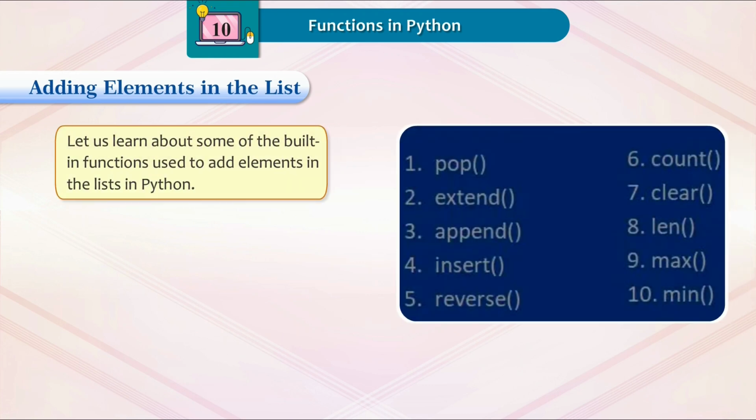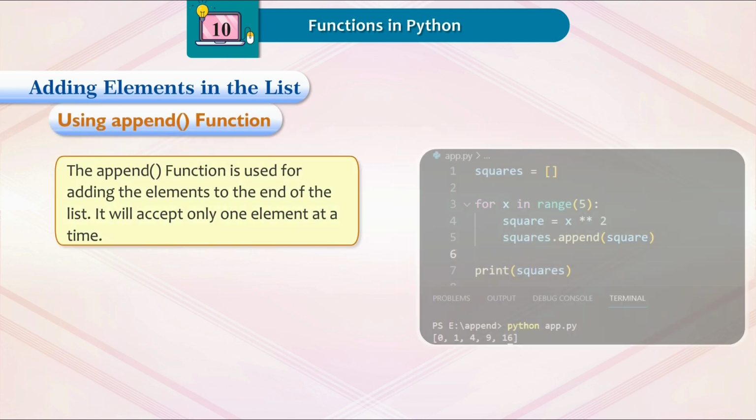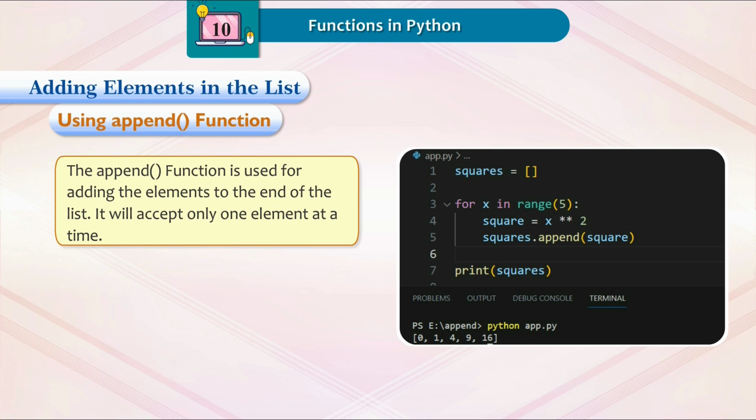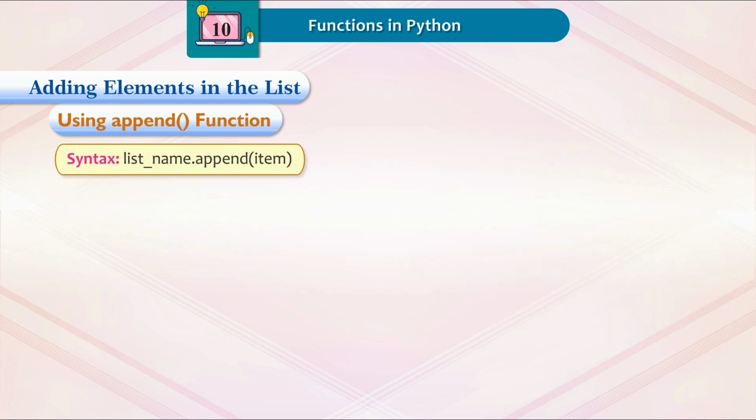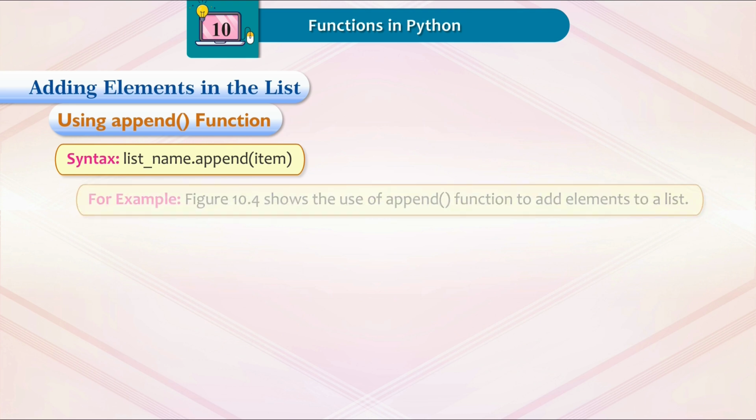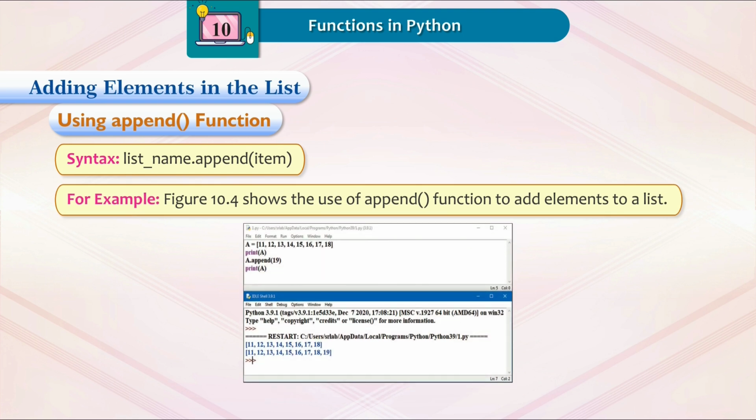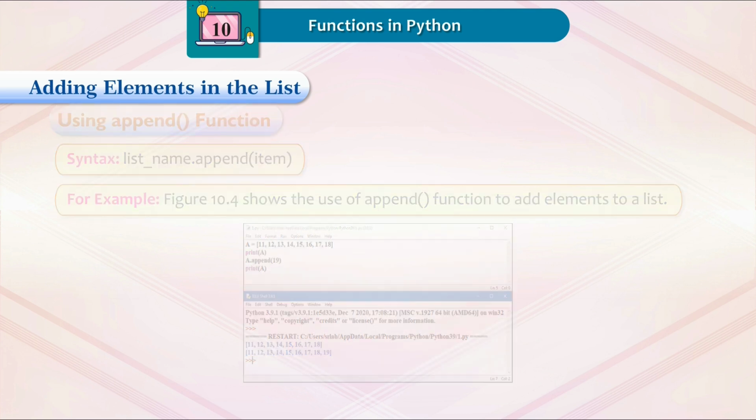Adding elements in the list. Let us learn about some of the built-in functions used to add elements in the list in Python. Using append function. The append function is used for adding the elements to the end of the list. It will accept only one element at a time. Syntax: list_name.append(item). For example, figure 10.4 shows the use of append function to add elements to a list.